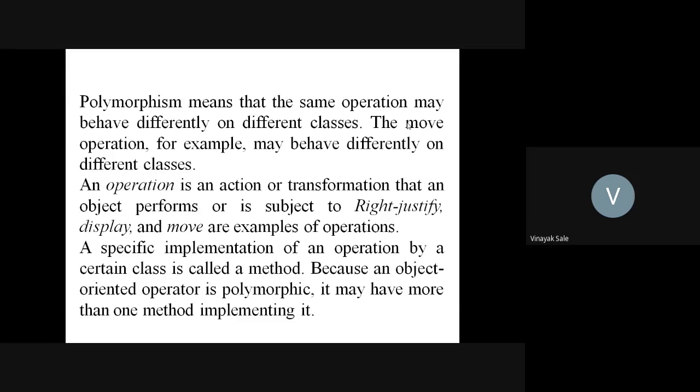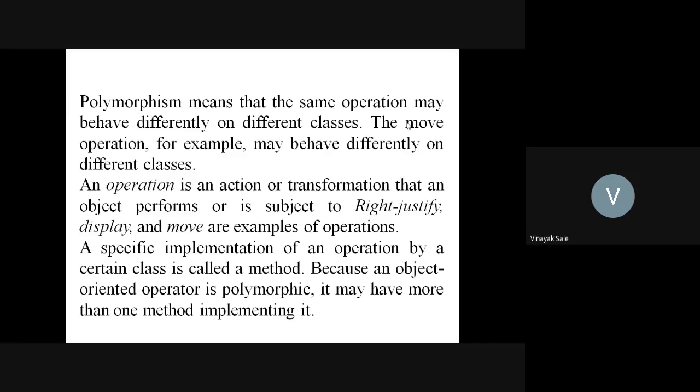Polymorphism is a Greek word. It is divided into two parts and then combined. Poly means many, morphism means forms. Polymorphism: one name, different forms. That is, the same operation may behave differently on different classes. Suppose in the case of shapes, there are many different shapes such as circle, ellipse, triangle, rectangle, square, parallelogram.